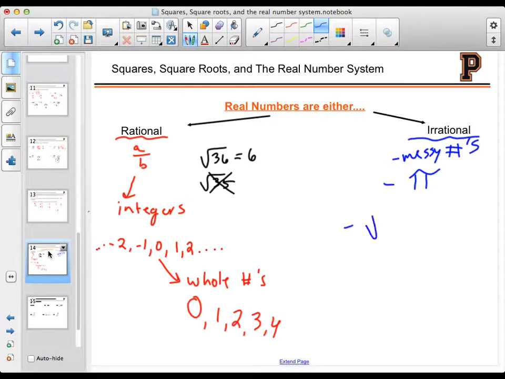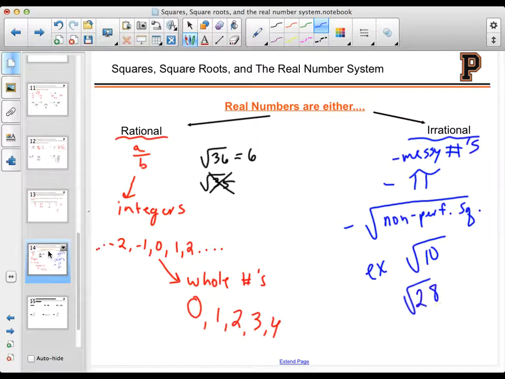And then any square root of a non-perfect square. Okay, non-perfect squares, examples being square root of 10. You know, there's no integer value times itself that gets us 10. Square root of 28. These are all irrational numbers, and all we can do is estimate them, at least right now. There is a way to rationalize them that we'll learn about later, but for now, we just have to recognize and say, hey, that's an irrational number.